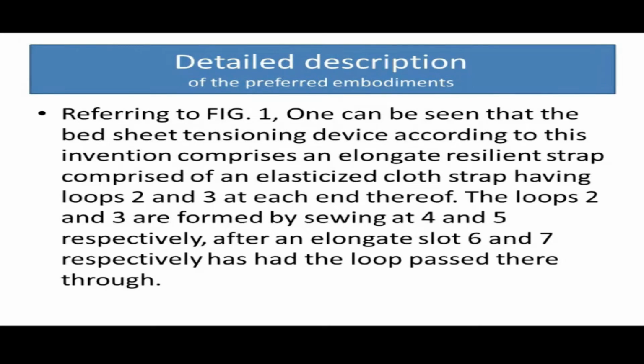So the detailed description would go like this. They are referring to figure number 1. For the ease of description, one can see that the bedsheet tensioning device, according to this invention, comprises an elongate resilient strap. Again, be sure that you don't fully understand this. Strap comprised of an elasticized cloth strap having loops 2 and 3 at each end thereof. The loops 2 and 3 are formed by sewing at 4 and 5 respectively, after an elongate slot 6 and 7 respectively has had the loop passed therethrough.